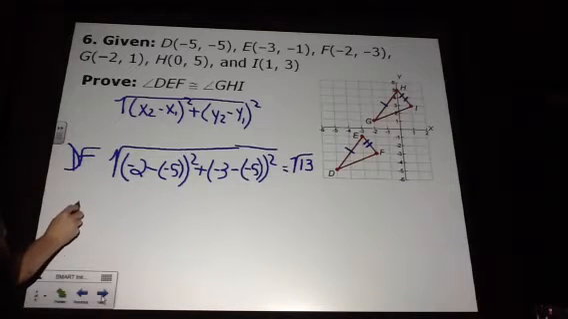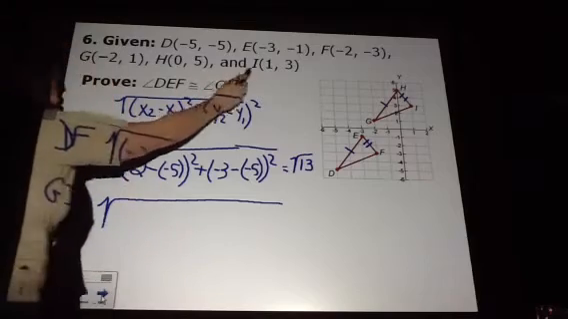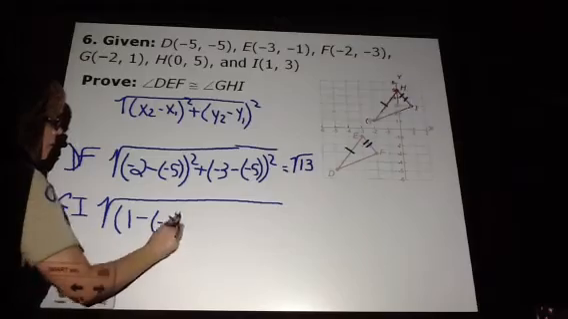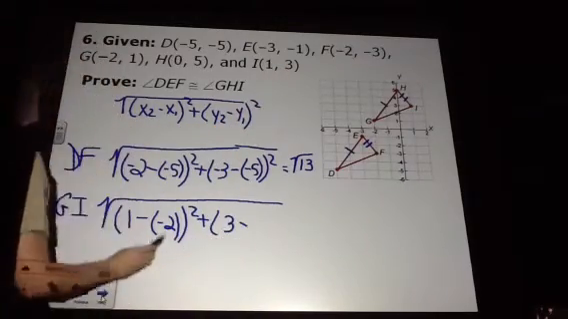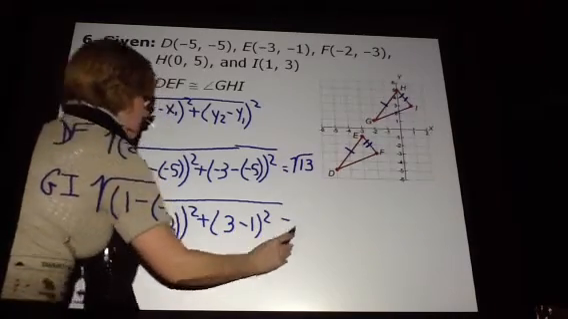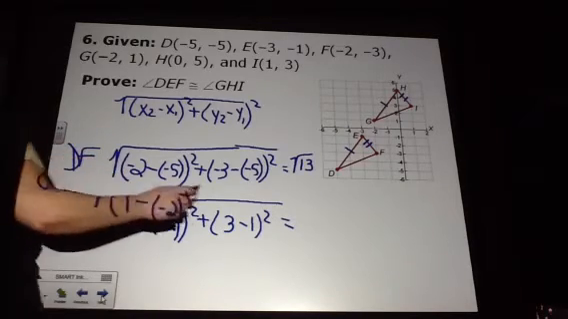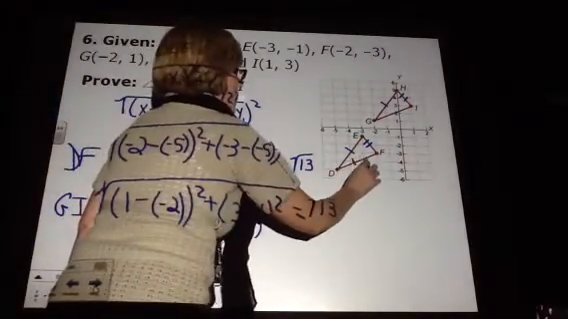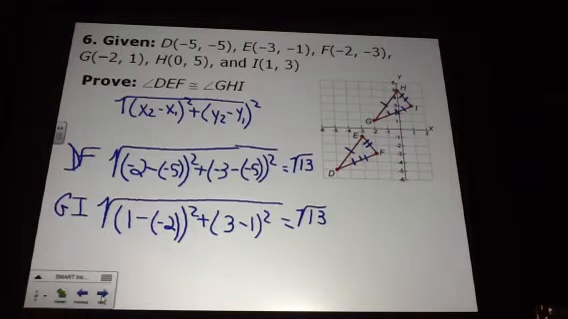Now I've got to do GI. So I have 1 minus -2 squared plus 3 minus 1 squared. And when I simplify that, I'm going to also get square root of 13. So I can say this segment is congruent.